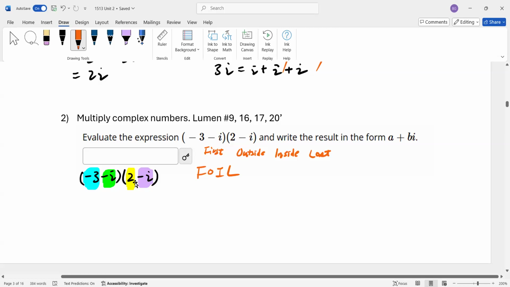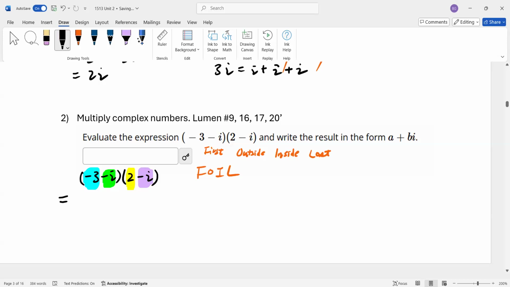Outside, as you can see, you have 4 terms, 1, 2, 3, 4. The blue and the purple are on the outside. Blue -3 and the purple -i are on the outside, right? Inside, the green and the yellow, -i and the 2, are on the inside. Last, the green -i is the last term in the first parenthesis, and the purple -i is the last term in the second parenthesis. So they are last.